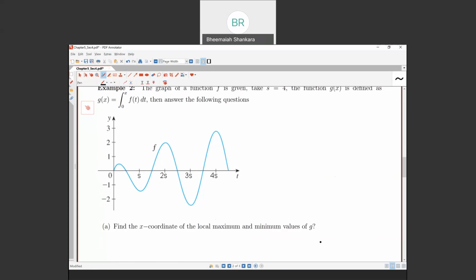So let's do this. First, you want to read this curve carefully and identify the points. s is 4, 2s is 8, 3s is 12, 4s is 16. And I want to mark these lines here.